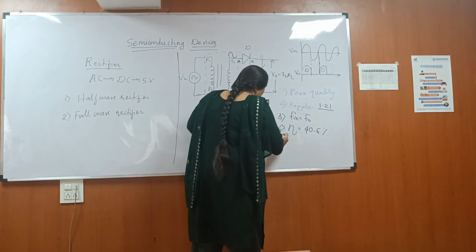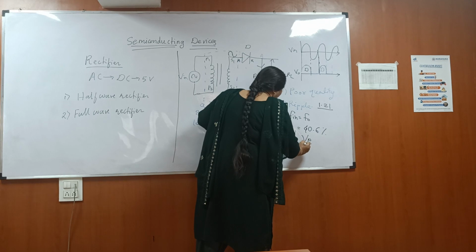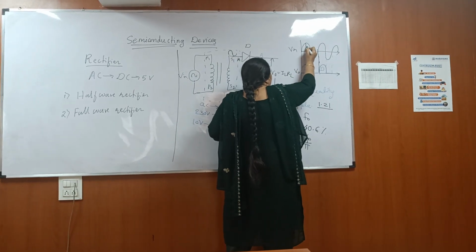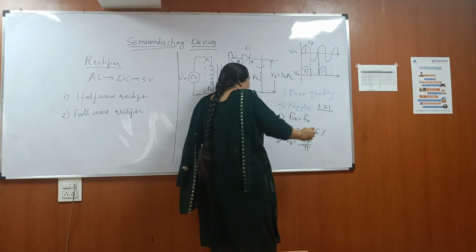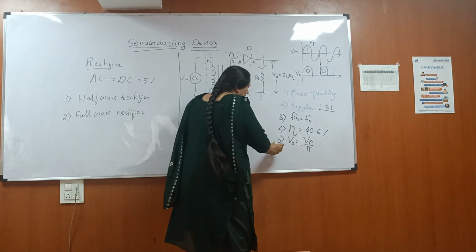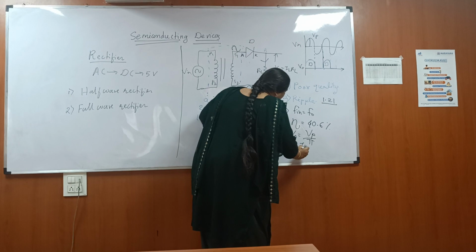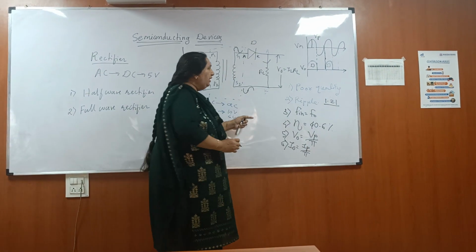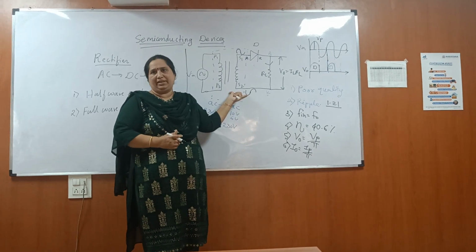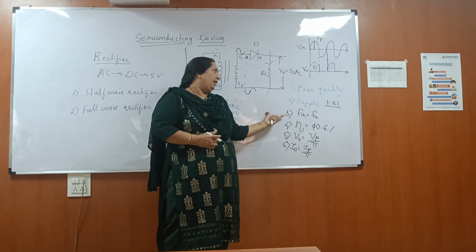Then output voltage is equal to Vp upon pi. Vp means peak voltage. This is the maximum voltage, which is known as peak voltage, and output voltage is Vp upon pi. Then output current is equal to Ip upon pi. In this case, we should know all these properties of the half-wave rectifier. These are the characteristics or properties of the half-wave rectifier.